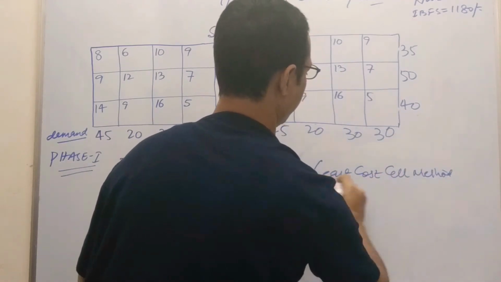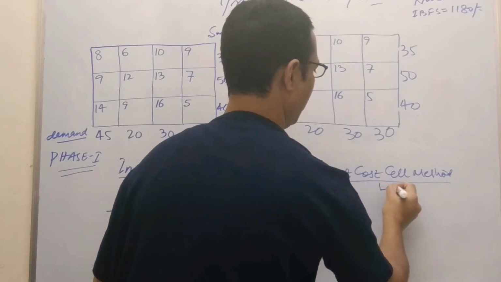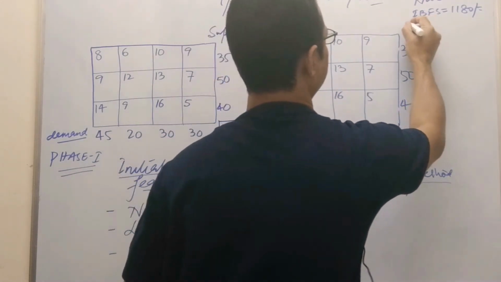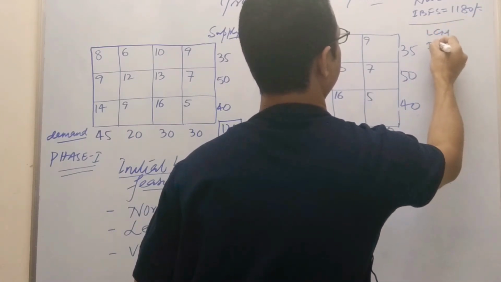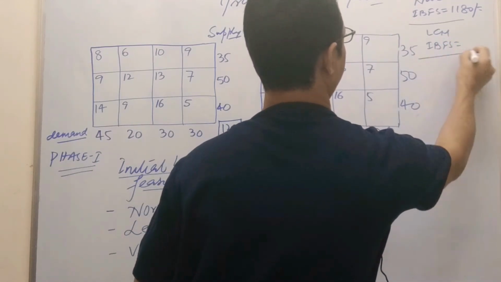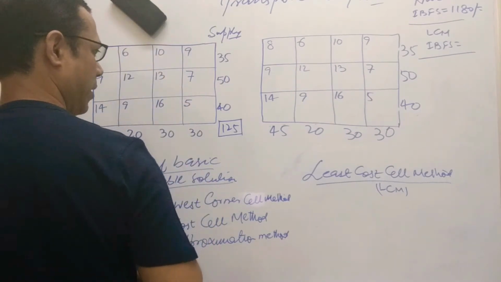Least cost cell method. We'll see. Generally we call it abbreviated LCM, least cost cell method. So here we'll see the result of the least cost cell method of initial basic feasible solution. What result will come? So now we're going to solve this problem and we'll see and compare.